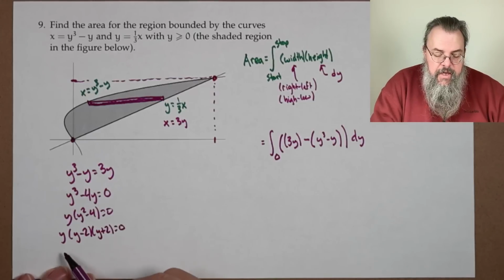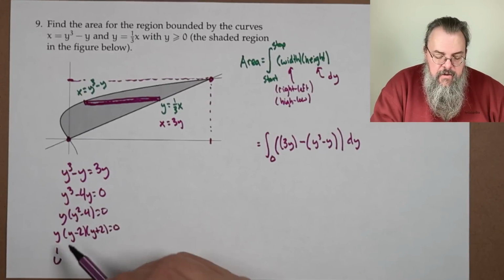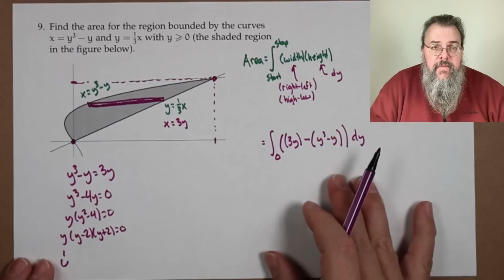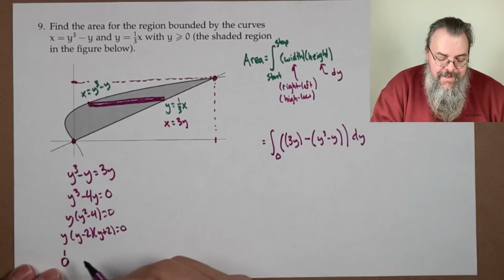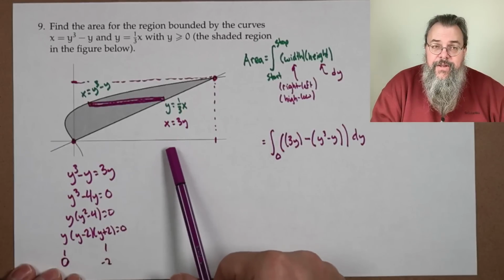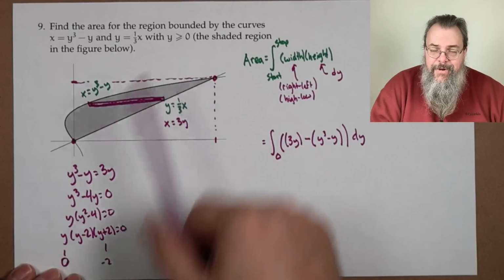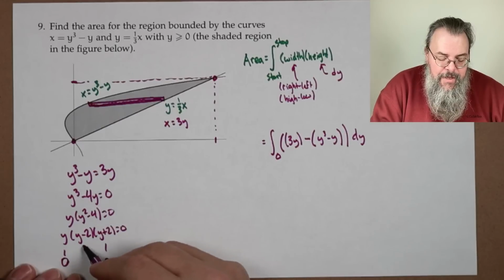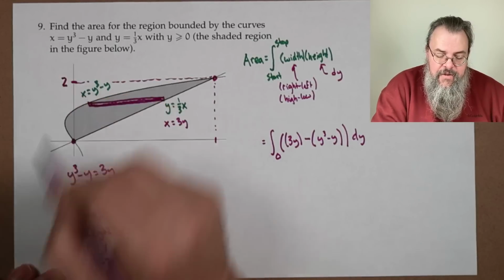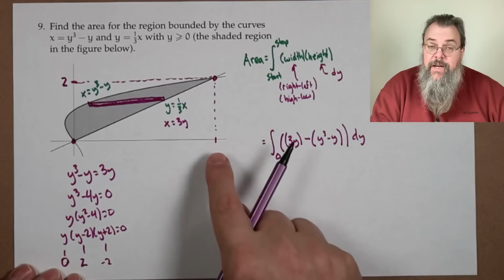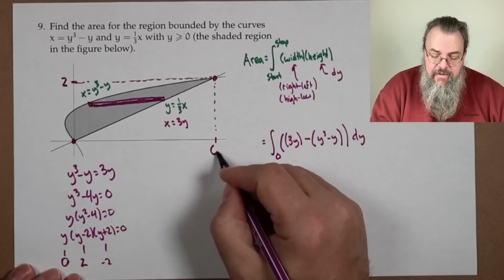So we get y equals 0, which is the one we already talked about. And we get y equals negative 2, which is off of this picture because we don't want negative 2. We want greater than or equal to 0. And then we get positive 2. So it's y equals positive 2. Now, we can figure out that x happens to be 6.